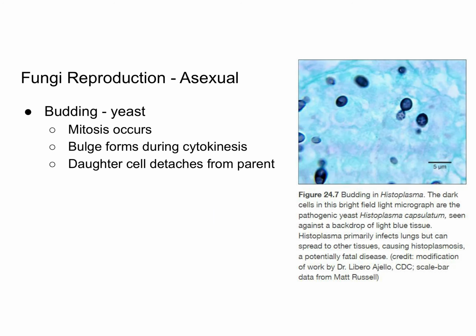Budding is a form of asexual reproduction that occurs in yeast, and what happens is that mitosis occurs, but a bulge forms during cytokinesis, and then the daughter cell detaches from the parent. And you can see that happening here. So this is a microscope looking at yeast, and you can see the parent yeast cell here. And then you can see the bud coming off here. And this bud will detach and turn into its own yeast cell.